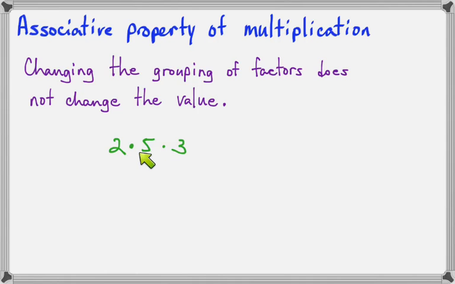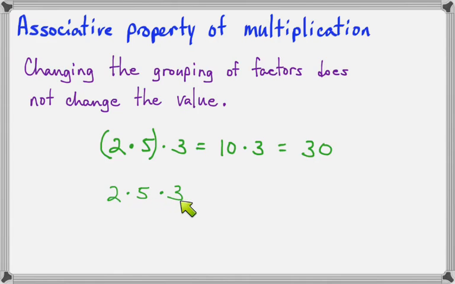Now if I group the 2 and the 5 together with parentheses, this equals 10 times 3, which of course is 30. But if I take the same three terms in the same order and instead group the 5 and the 3 together, then this will make 2 times 15, which of course is still 30. So we see that changing the grouping when we're multiplying does not change the value of the expression.